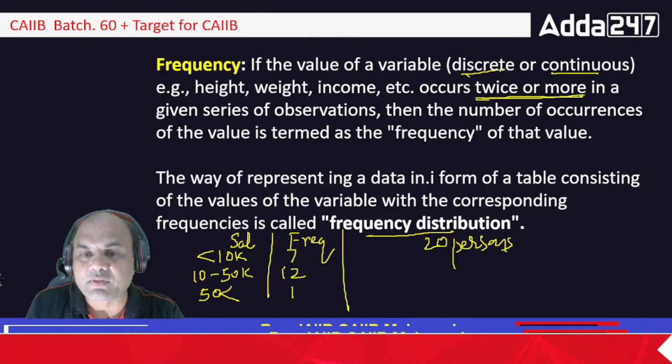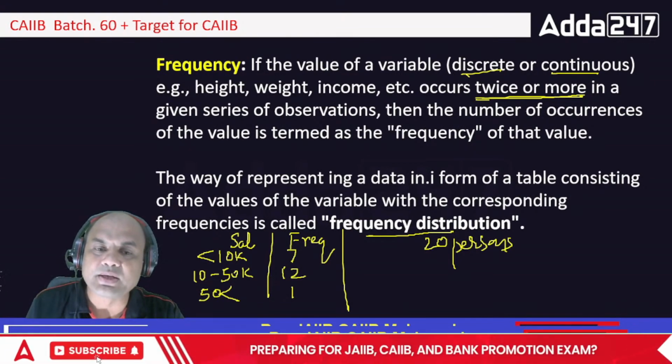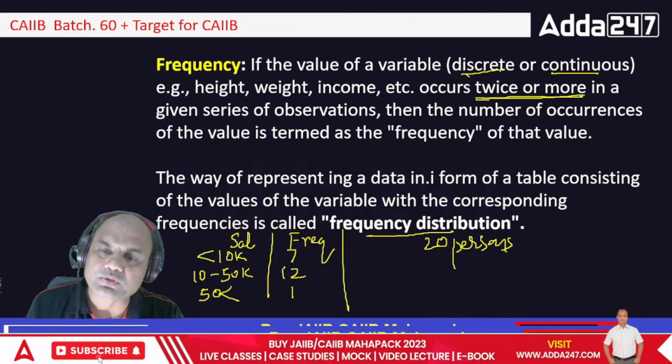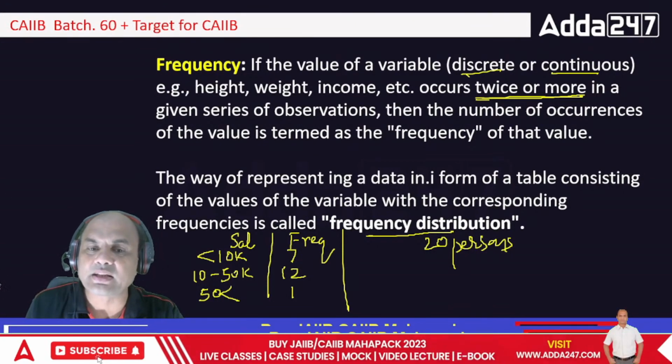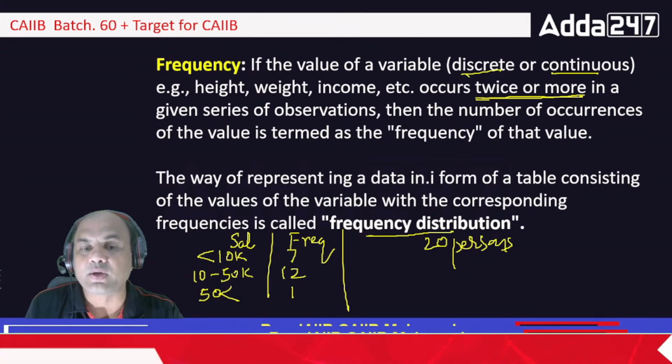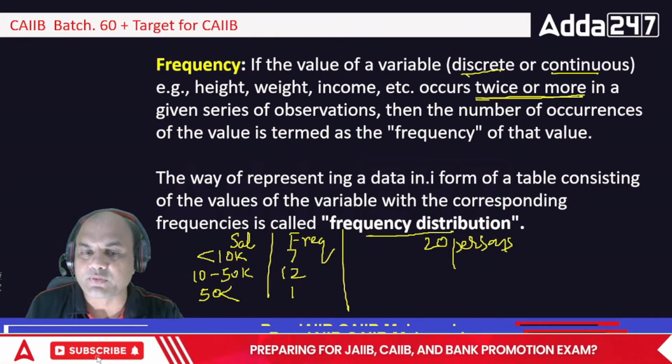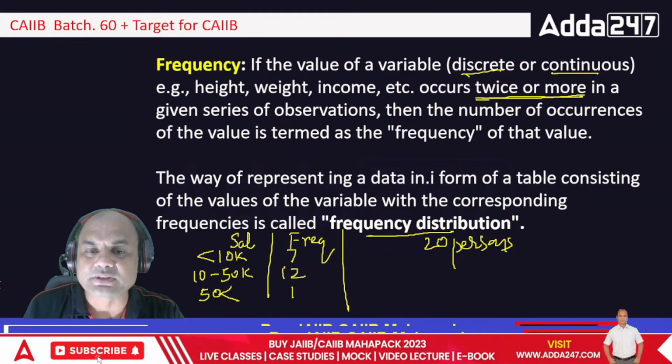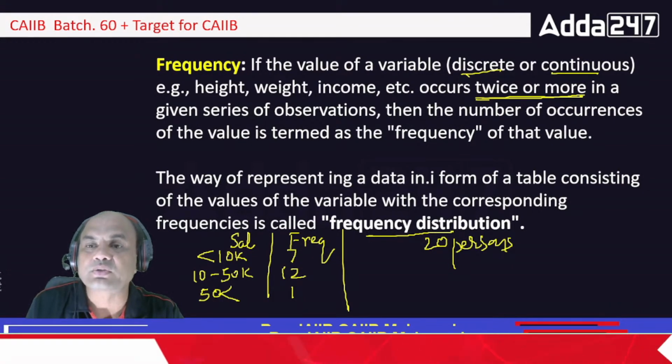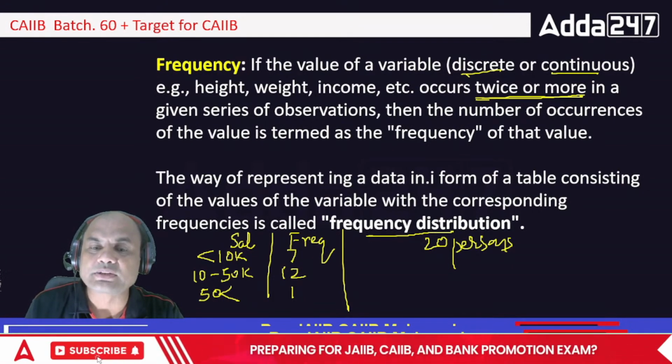So what do you mean by frequency over here? Frequency means when I did the survey of 20 persons, 7 had a salary less than 10,000, 12 had a salary between 10 to 50, and above 50 there was only 1 person. As per the definition, frequency applies to twice or more, so this 1 is not called a frequency, while 7 is called a frequency.